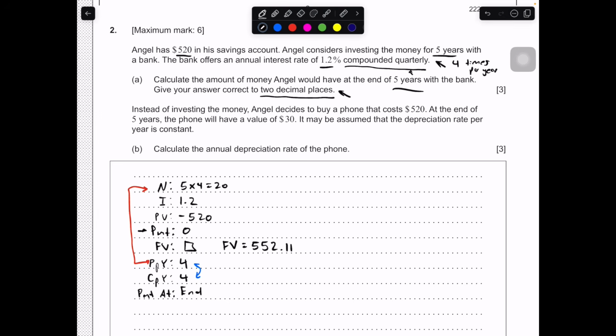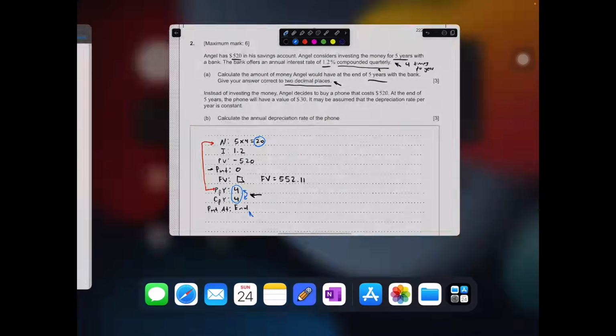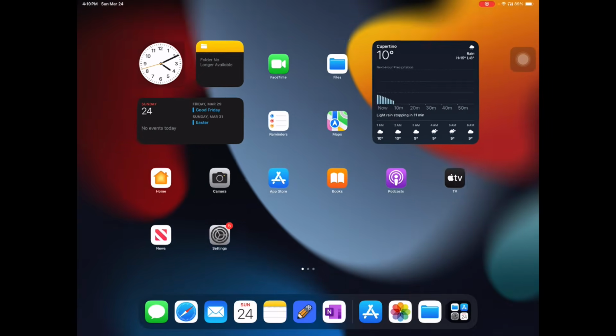Okay. The other way to do this, because CPY and PPY can sometimes be a little confusing, and for a 3-mark question, 1 mistake on the financial solver could lead to potentially 0 marks or potentially just 1 mark. So it's a little risky. There's a lot that could go wrong: not getting N, for example, or CPY and PPY being different, or forgetting to put end. Potentially a lot could go wrong. So let's go to the formula booklet and look at compound interest.